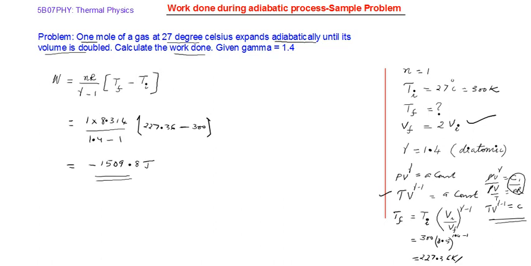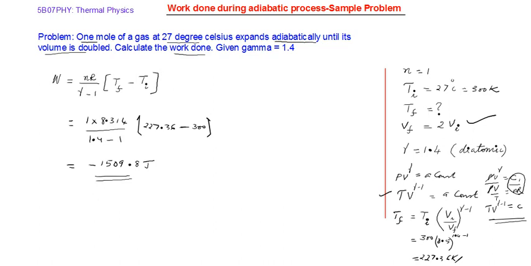Now a word of logical checking. See, you obtained the work done in this problem as negative. You know why the work done should turn out to be negative, because it's given that the process expands adiabatically, and during adiabatic expansion the work is done by the system. Work is done by the system at the expense of its own internal energy. Hence, the work done as per our accepted convention should be negative.